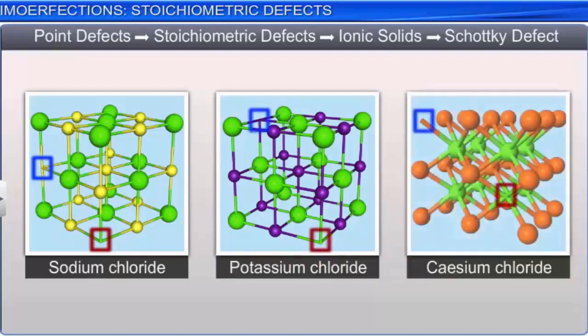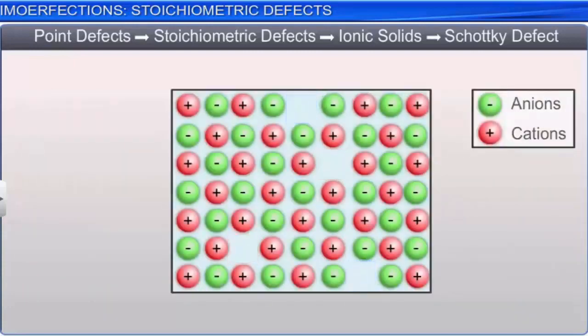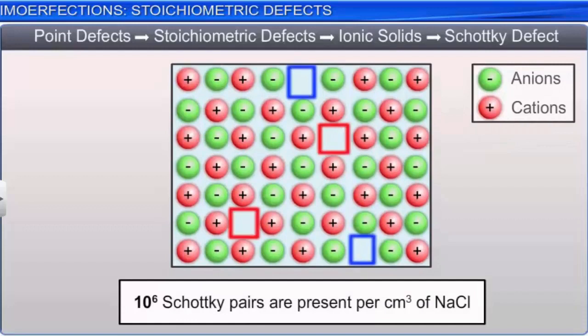The number of Schottky defects in ionic solids is quite significant. For example, in a crystal of sodium chloride, 1 million Schottky pairs per cubic centimeter are noticed.